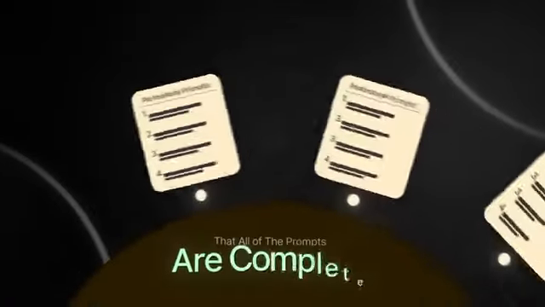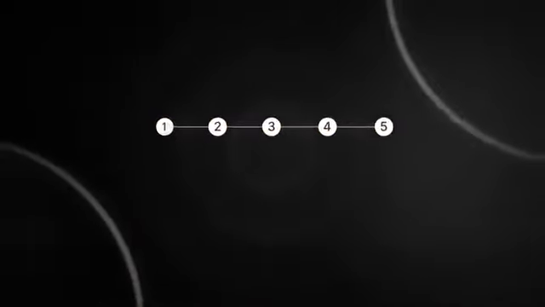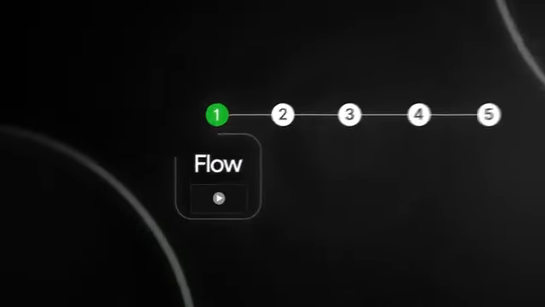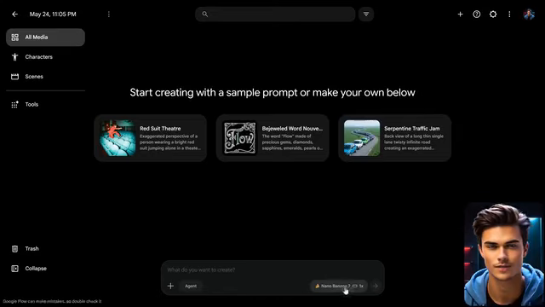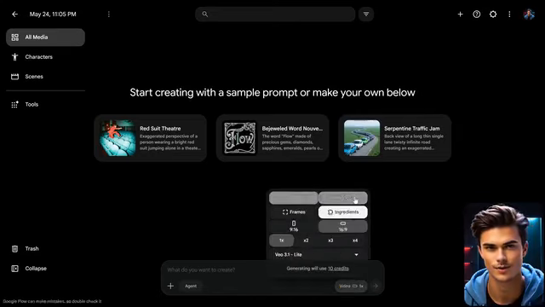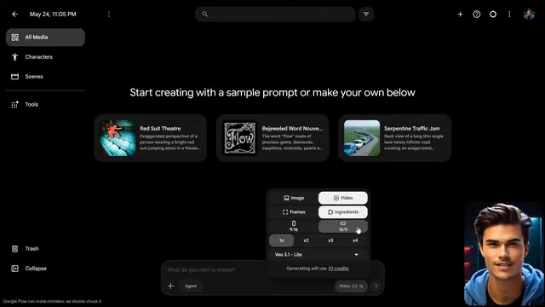So now that all of the prompts are complete, let's start with the first animation method, where we will use Flow to animate all of the images. To start off, open a new project in Flow, then open the settings and make sure to enable the video creation feature. Next, select the ingredients mode, then set the aspect ratio to 16:9.